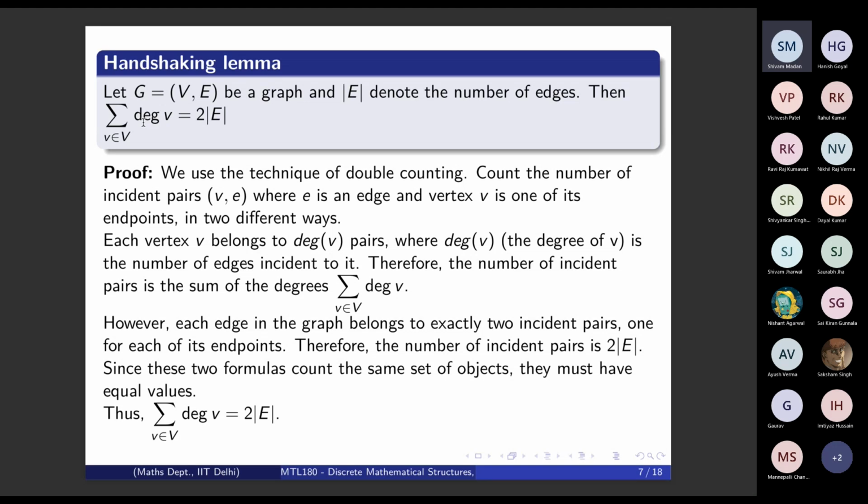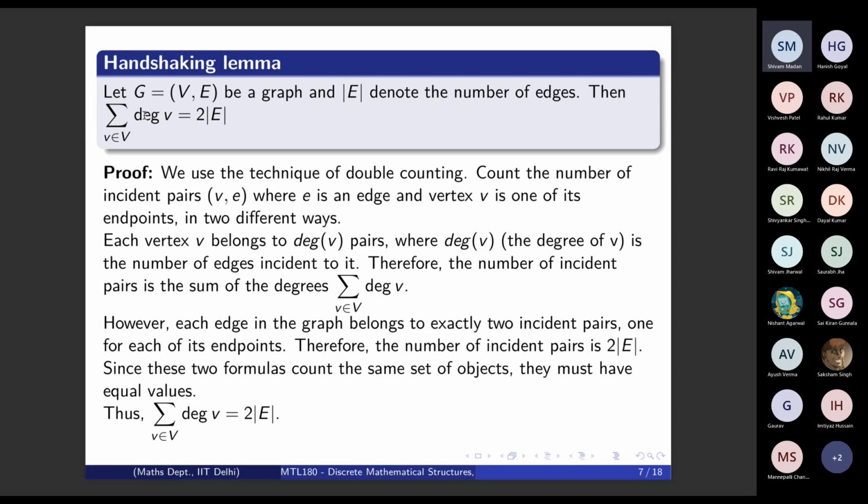Okay. Suppose you first choose one particular vertex, one arbitrary vertex V. Now, what is the number of edges, or what are the numbers of pairs V comma E, where V is a vertex of E? How many pairs are there for a particular V? That is degree of V.